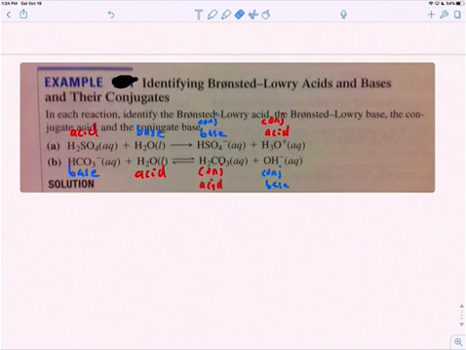Same thing with bicarbonate here, HCO3 minus, and water. The bicarbonate goes to carbonic acid, which means it's a proton acceptor, so it's a base. And water, H2O, is going from H2O to OH minus, so it's an acid. And then in the reverse direction, carbonic acid is the conjugate acid, and hydroxide is the conjugate base.